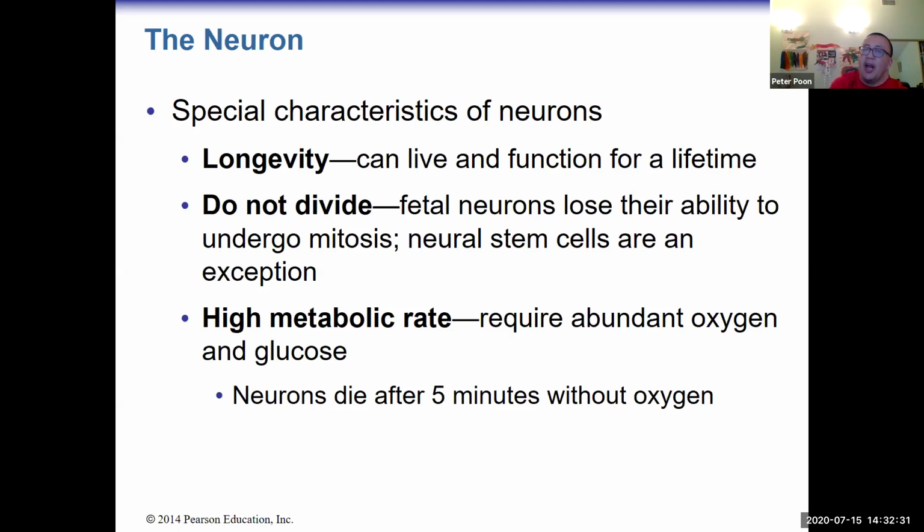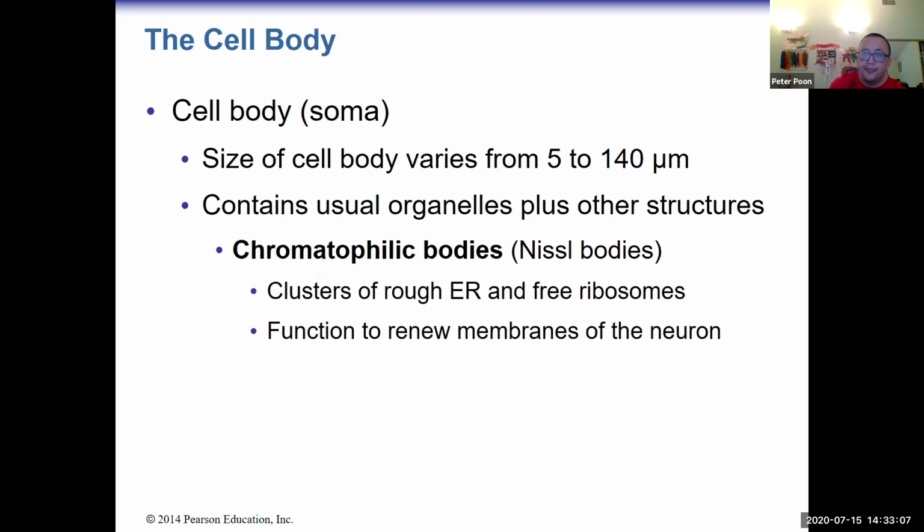Neurons have a very high metabolic rate. They use energy more than other places, and so they also require abundant oxygen and glucose. Neurons preferentially depend on glucose. In fact, the only other thing they really use is ketone bodies. So they require abundant oxygen and glucose. If I ever cut off, say, your oxygen supply, neurons die first.